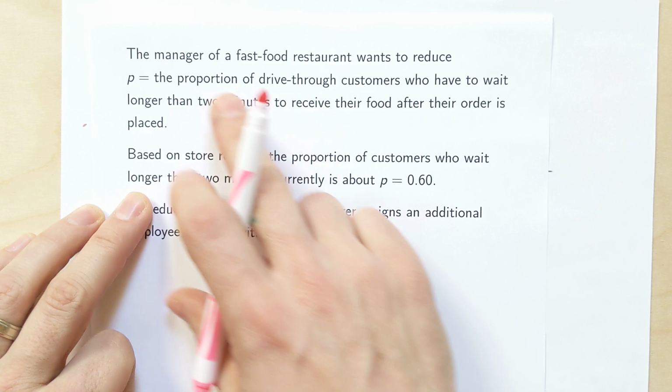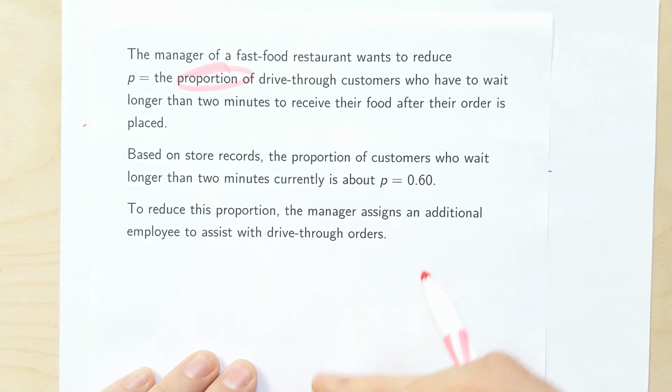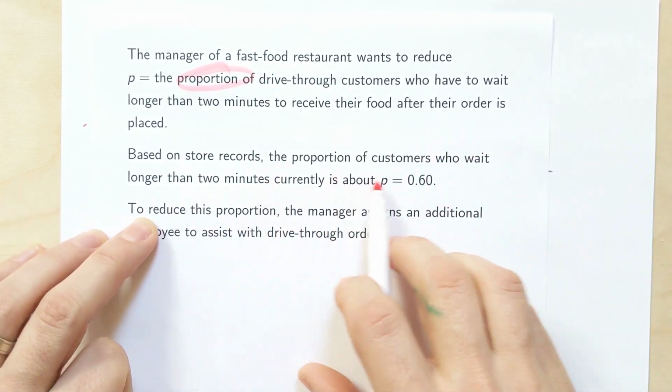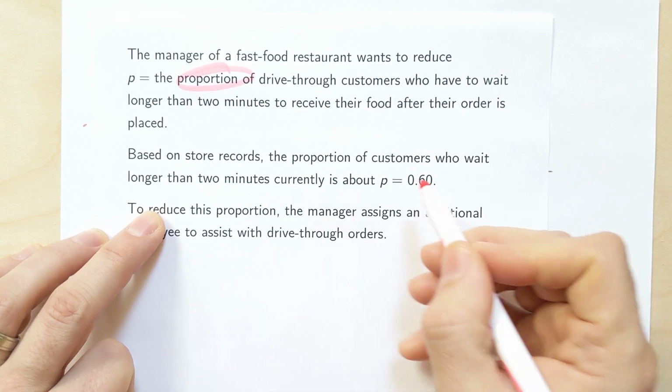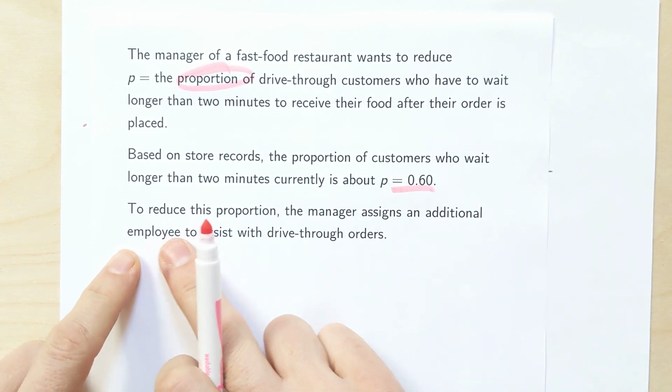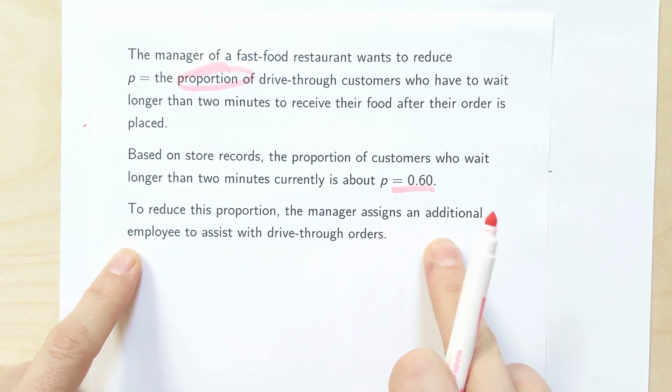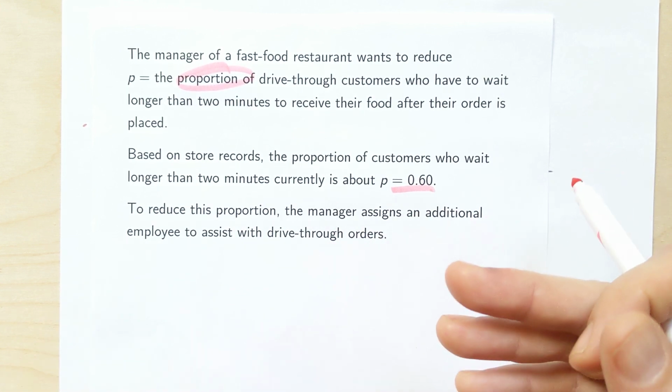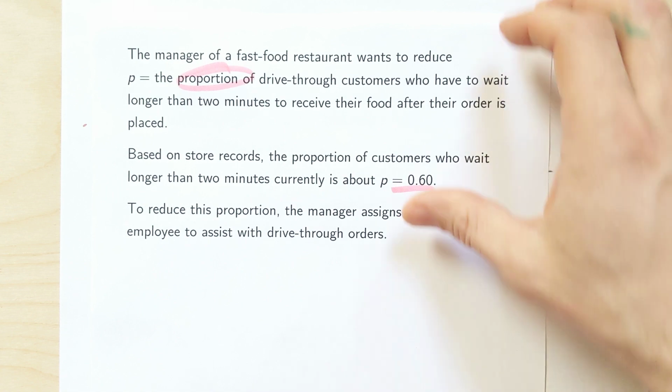But yeah, so they want to reduce the wait time for customers. And they want to reduce the proportion. Really key here is the proportion of customers who have to wait. Based on store records, the proportion of customers who have to wait longer than 2 minutes is about 60%. To reduce this proportion, the manager assigns an additional employee to assist with drive-through orders. And apparently they're going to see if it makes a difference.